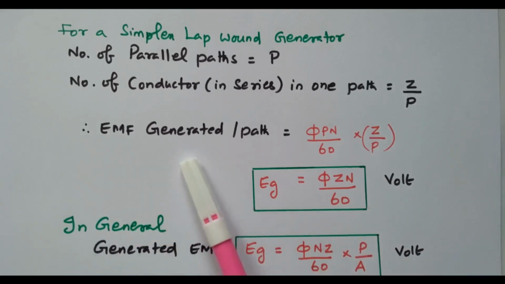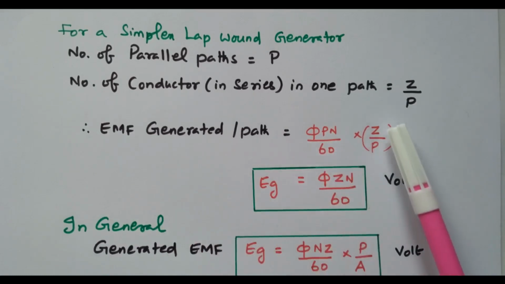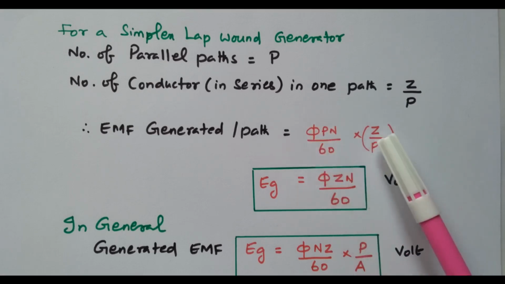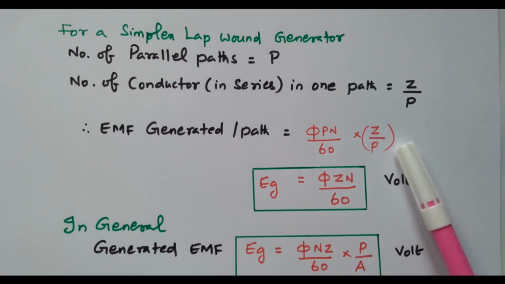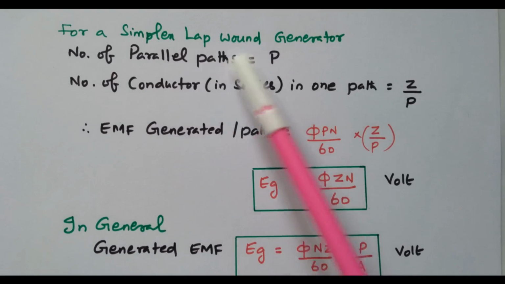So the EMF generated per conductor is pi P N divided by 60 into Z by P. Multiplying by the number of conductors gives the EMF generated per path. So the P, the number of poles, got cancelled. So pi Z N divided by 60 volts. This expression is applicable for lap winding.